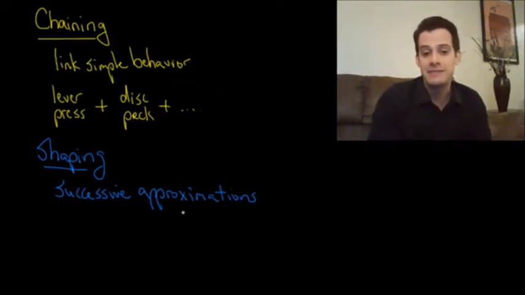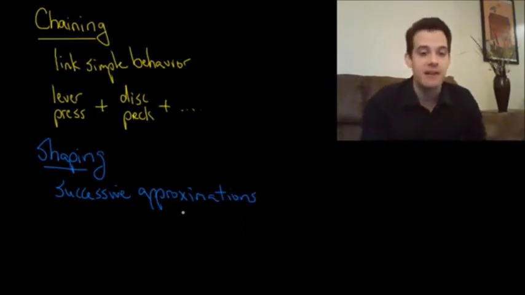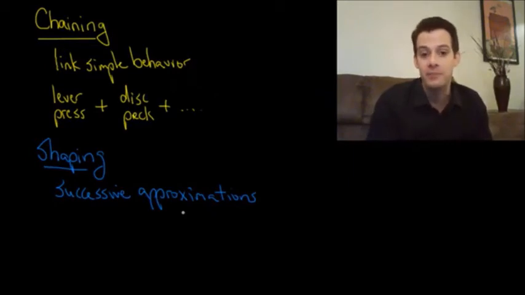Now, we couldn't get this behavior initially, but through this process of shaping, by gradually reinforcing approximations of the behavior, getting closer and closer to what we want, then we can get this complex behavior. And I'll post another link in the video description here of pigeons playing ping pong, so you can see this. And I'll also post one of some rats playing basketball.